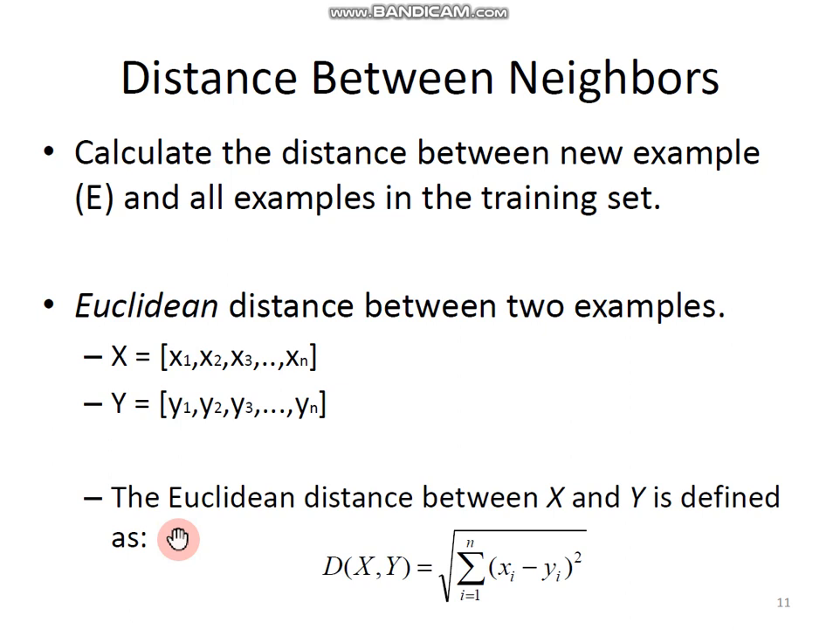Distance between neighbors. How are we going to compute the distance? Calculate the distance between the new example E and all examples in the training set. So the new example is our test example, and we have to compute its distance to the examples already available in the training set. What if we choose the Euclidean distance? Let's suppose x and y are 2 examples or individuals. We have their feature vectors here. For example, the feature vectors of 2 users x and y.